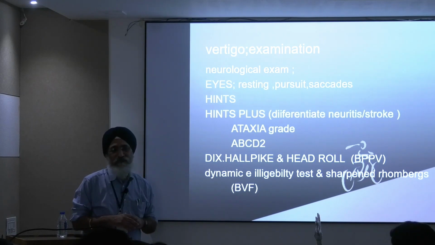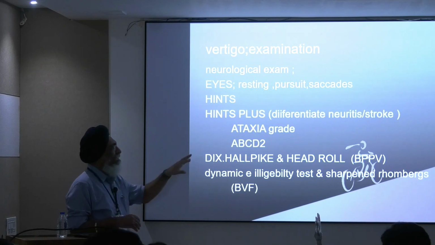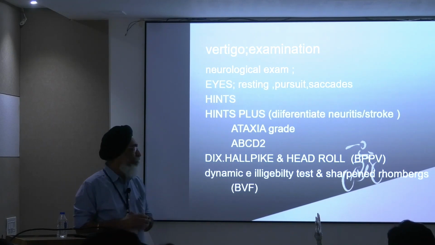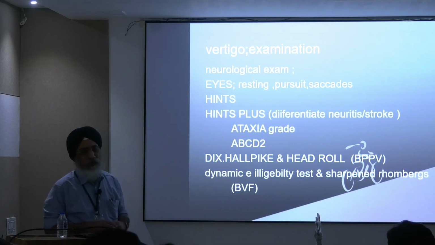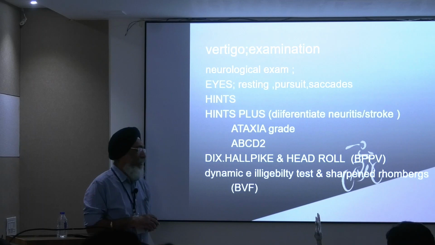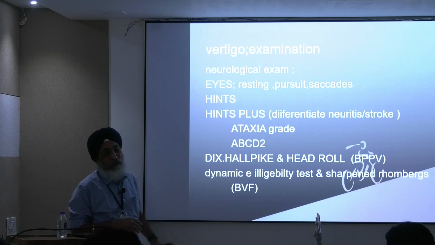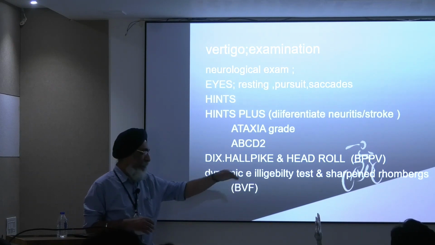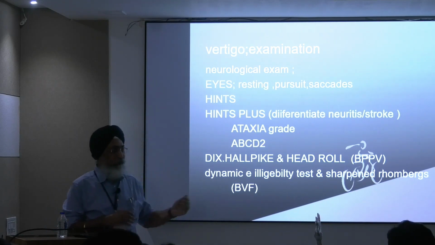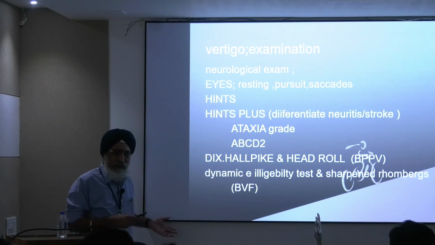We observe the eyes, we do the HINTS and HINTS plus test, and we add ataxia grading whenever there is an acute vertigo. I will go into details of them one by one. Whenever we have a positional vertigo, we add Dix-Hallpike and the roll test. And whenever we have bilateral vestibulopathy, we add the dynamic illegible test and sharpened Romberg's test. That is what you do at the stabilometer. That is what I realized. So this is the clinical setup.